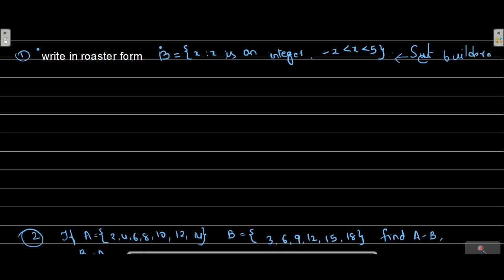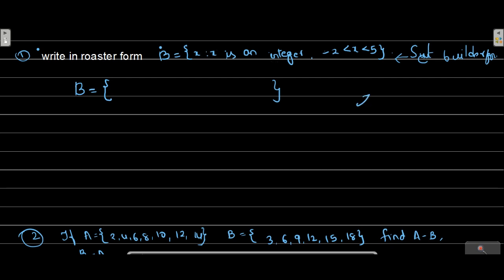What is asked in the question? It's asked that we need to write it in roster form. Roster form is nothing but listing out all the elements, also called tabular form, wherein we list out all the elements, which means we write the elements separated by commas. So how do we write? B is equal to, again, when we are writing in roster form, these braces should be there. Then x is an integer.